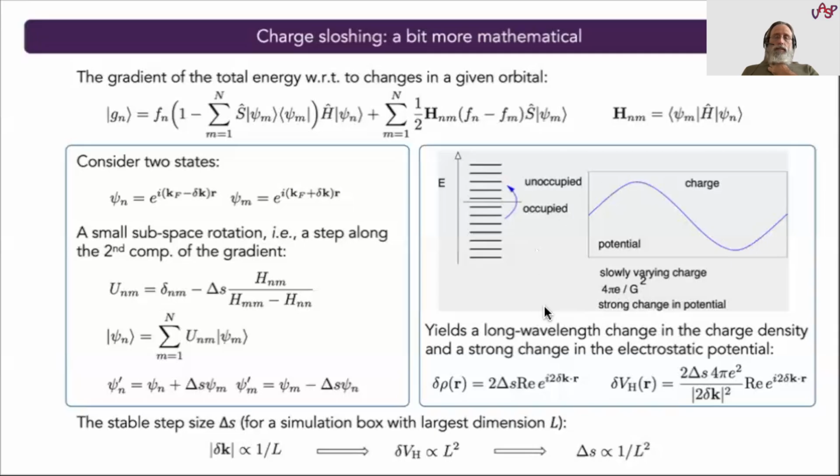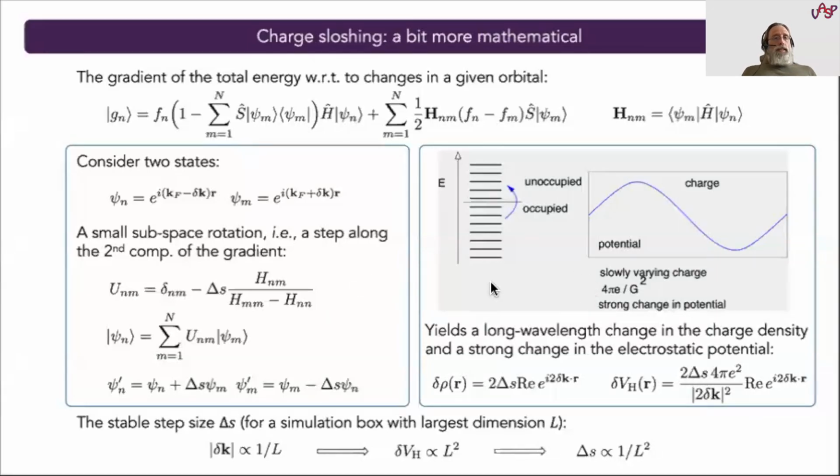is shown on this right-hand side panel. A small change in these orbitals leads to a long wavelength change in the charge density. That's shown here, right? The wavelength here is this delta K, which we suppose is small. So it's a long wavelength change. And the bad news is that these long wavelength changes in the charge density are strongly amplified in the response that they yield in the electrostatic potential. We see here that this long wavelength change is hugely amplified because we divide here by delta K squared.